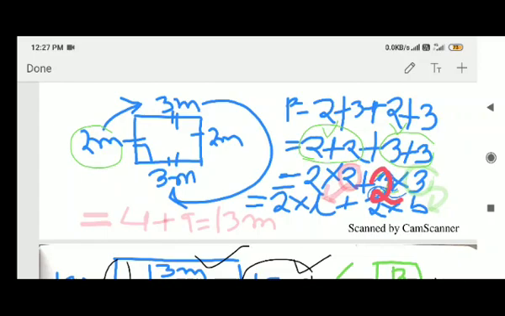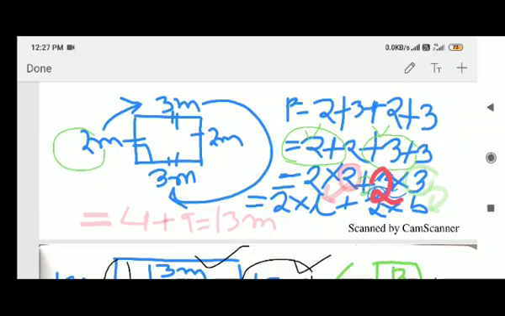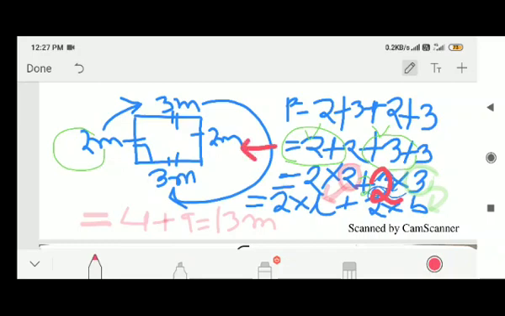If I see like this, this is the length and this is the breadth. If I see like this, 3 centimeters is length and 2 centimeters is breadth. So this is the concept. I took 2 as length. So 2 into 2 equals 4, and 2 into 3 equals 6. So 4 plus 6 equals 10.